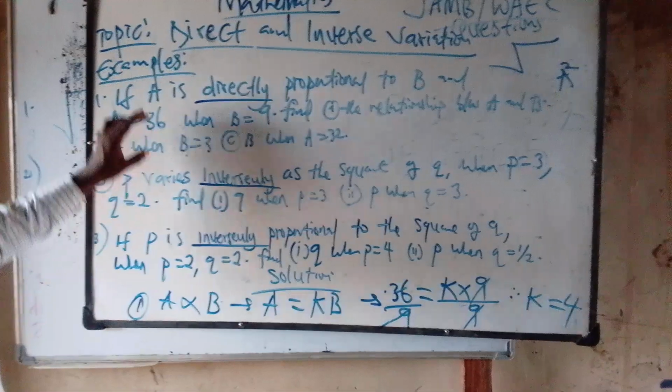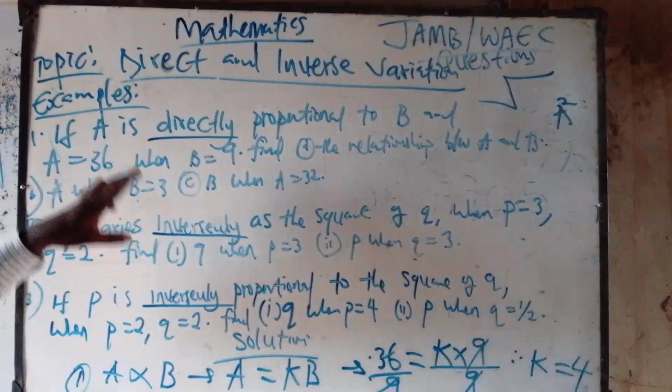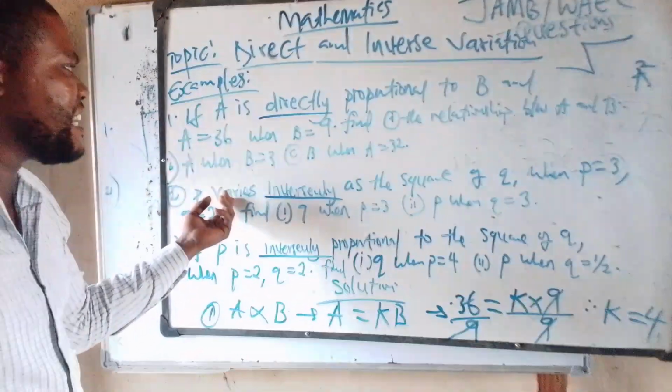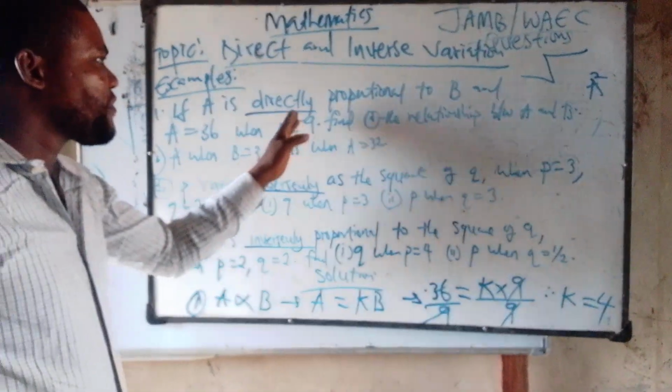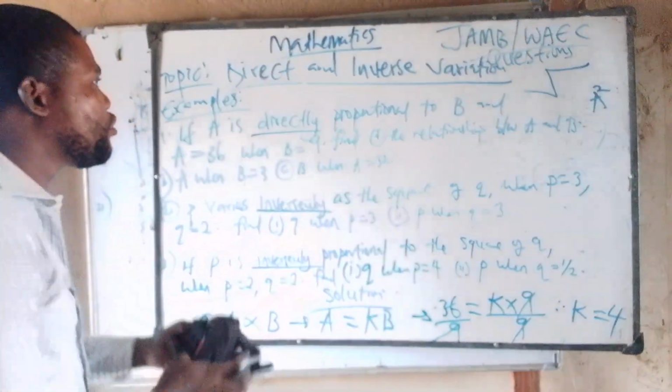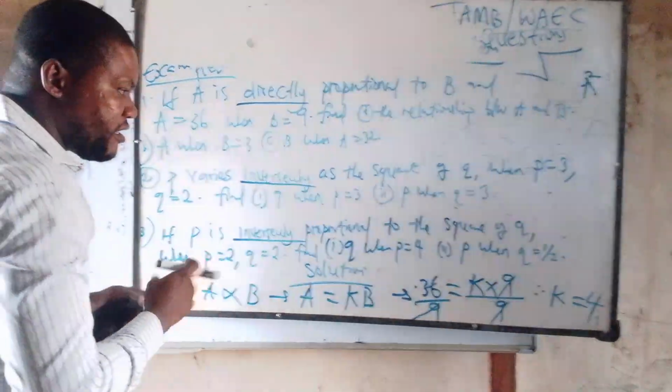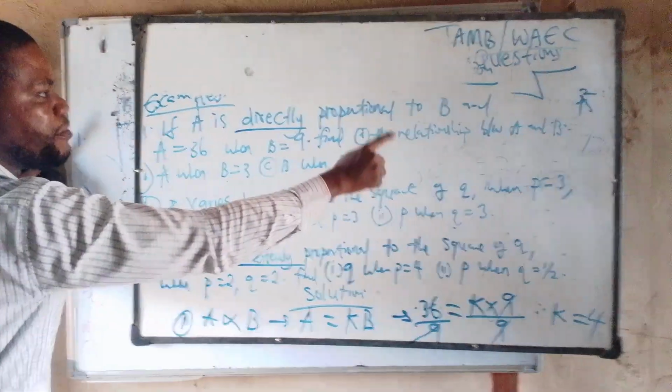Remember what I said before? When it's direct, it will go straight, and look for other ingredients or elements in the question. For what I have here, it is direct and straightforward. No square root, no cube root, and nothing like that. Now, I want to continue this number 1. They said I should find the relationship between A and B.